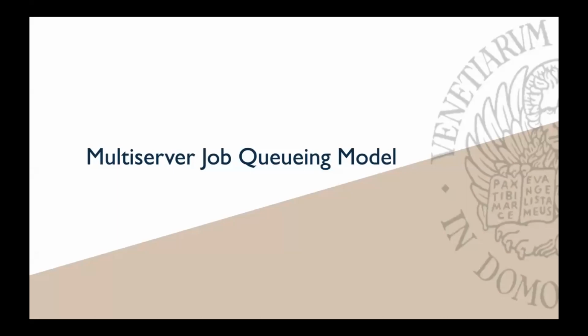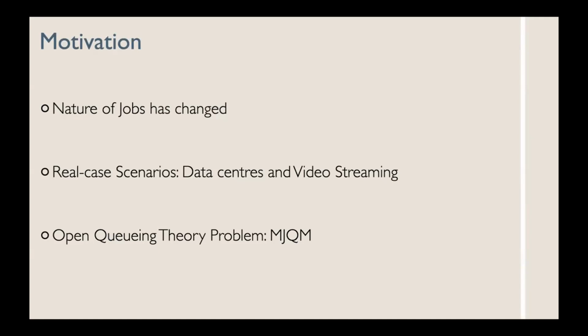Going on to the multi-server job queuing model. Recently, the nature of the jobs we are studying has changed. Traditionally, queuing theorists studied jobs that required only one server at a time. Nowadays this is no longer feasible. Queuing models still represent server facilities well, but not the jobs, because users now usually require resources for variable durations and also in different quantities. This is particularly true in the case of video streaming through packet networks.